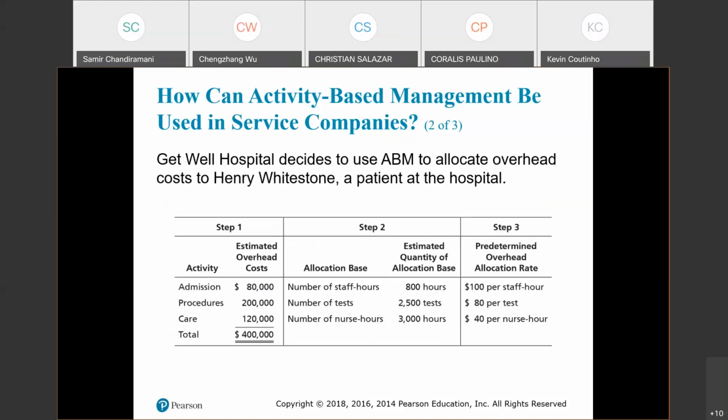So here, let's see an example in a hospital, the Gatewell Hospital. Let's assume that this hospital wishes to allocate overhead costs to a patient who is named Henry Whitestone. The hospital decides to use the ABM and decides to allocate overheads on the basis of 3 activities.